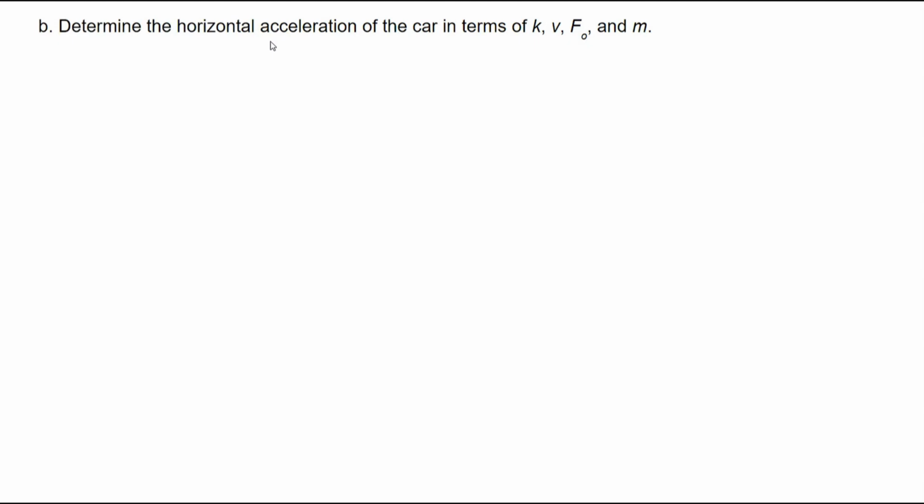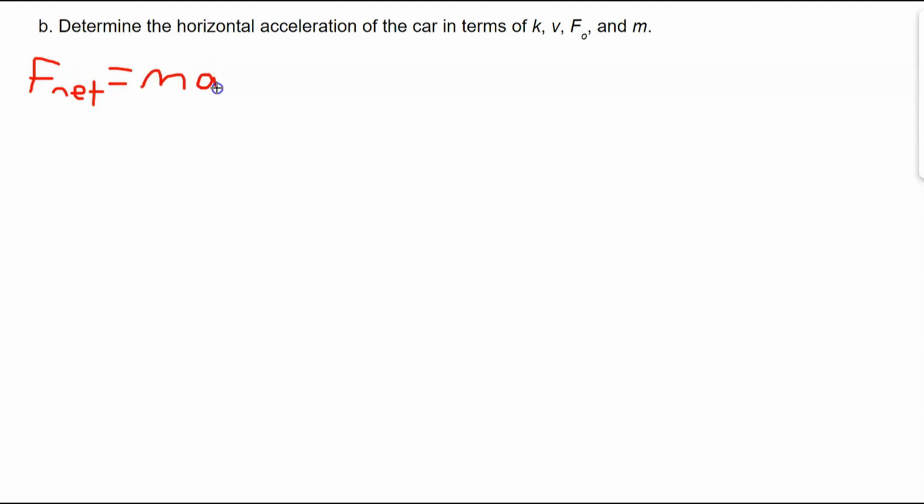The next part, we got to determine the horizontal acceleration of the car in terms of k, v, F sub naught, and m. So it's pretty clear the horizontal forces in this problem are unbalanced, while the vertical forces, Fn and mg, will be balanced. So when finding the acceleration, we're going to use the Fnet formula, where Fnet is equal to ma.